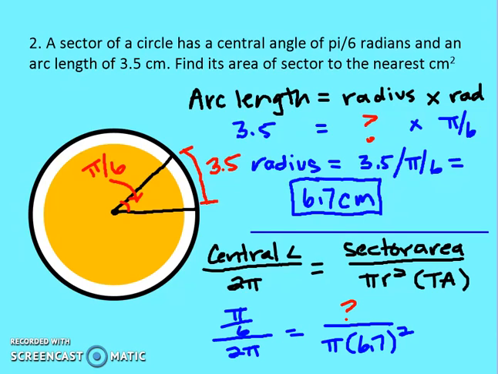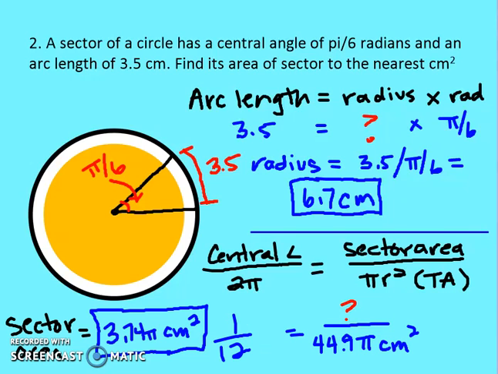Then we're going to set up our proportion. The central angle of the circle divided by 2 pi radians is equal to the sector area over the total area of the circle. We simplify the ratio, central angle over 2 pi, which reduces to 1 over 12. The total area of the circle, 6.7 squared, is 44.9 times pi centimeters squared. I divide 44.9 pi by 12, and I end up with 3.74 pi centimeters squared.